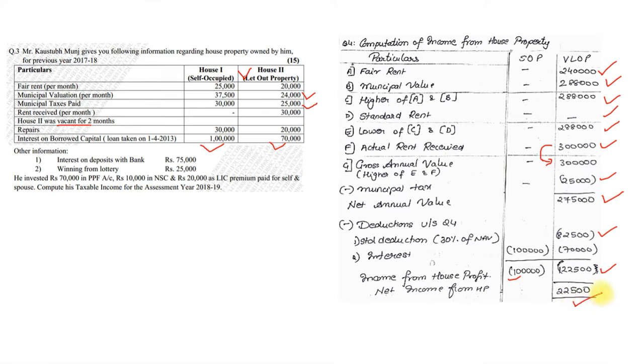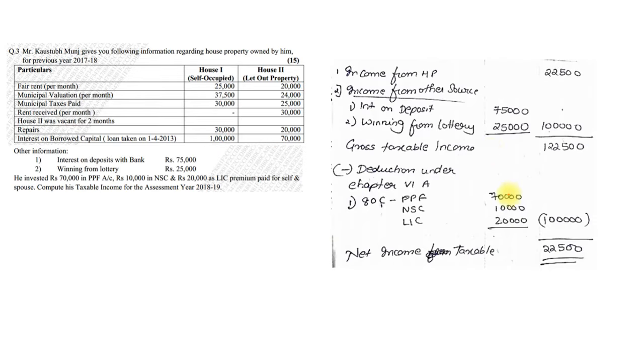Now that was income from house property. Now we need to add that to other source. So income from house property was 22,500. Under other source they are giving you interest on bank deposit and winnings, so that comes to 1 lakh. Add up, 1 lakh 22,500 is the gross taxable income.